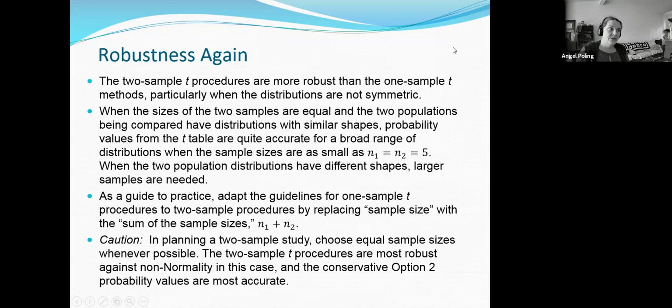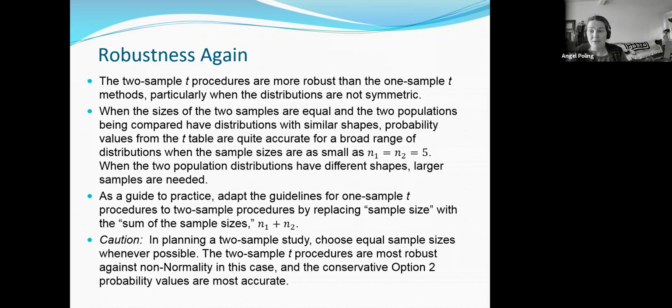And the last slide I want to go over here is robustness. So I'm going to read this one out real quick. The two sample t procedures are more robust than the one sample t methods, particularly when the distributions are not symmetric. When the sizes of the two samples are equal and the two populations being compared have distributions with similar shapes, probability values from the t-table are quite accurate for a broad range of distributions when sample sizes are as small as n1 equals n2 equals 5.